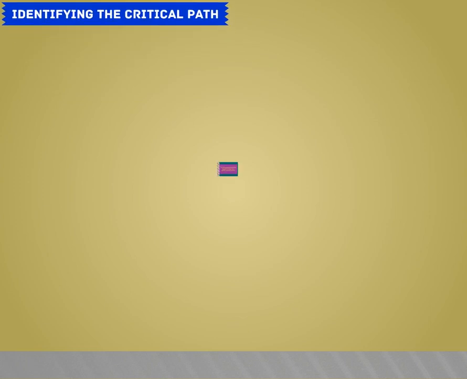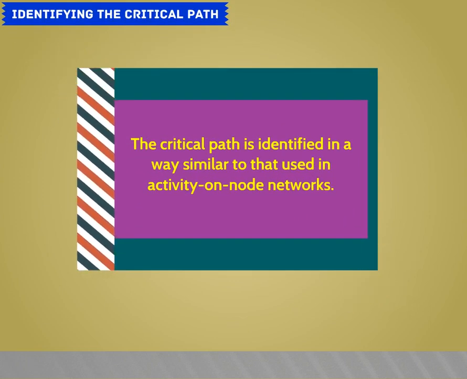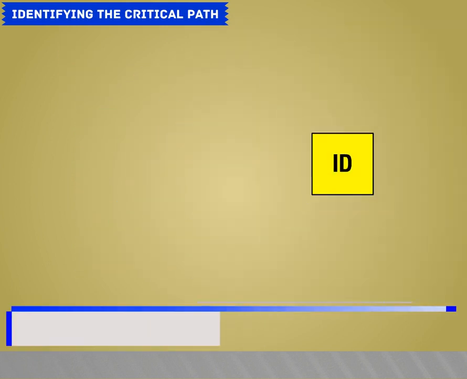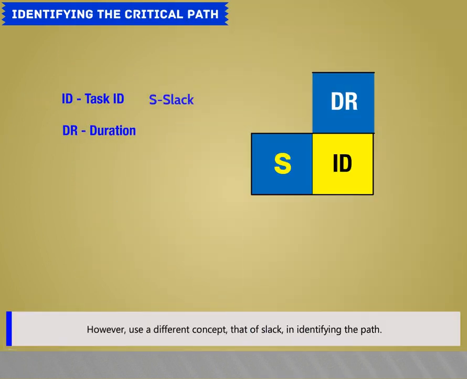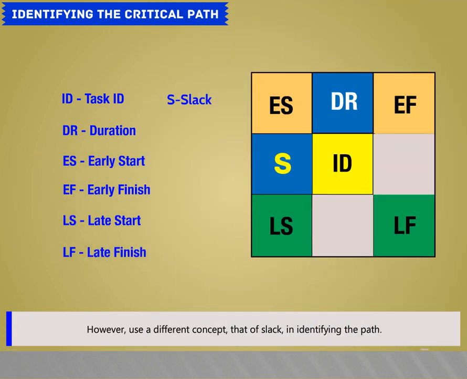Identifying the critical path. The critical path is identified in a way similar to that used in activity on node networks. However, we use a different concept, that of slack, in identifying the path.